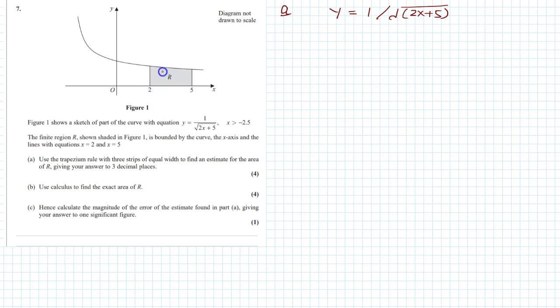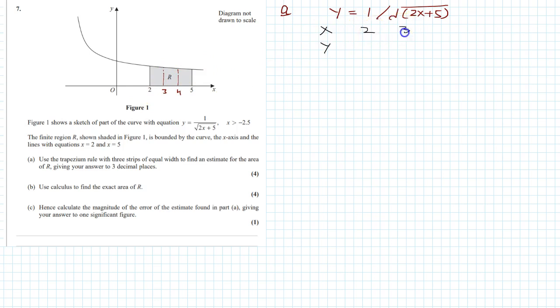This is 2. Then there is 3. Then this is 4. So these are the strips 1, 2, 3. Now we have to use the trapezium rule to find. So first, for the trapezium rule, we need the x values and corresponding y values. So x we have 2, 3, 4, 5.